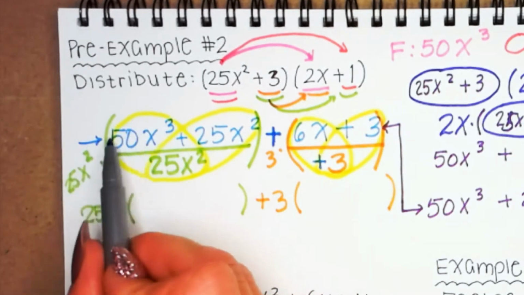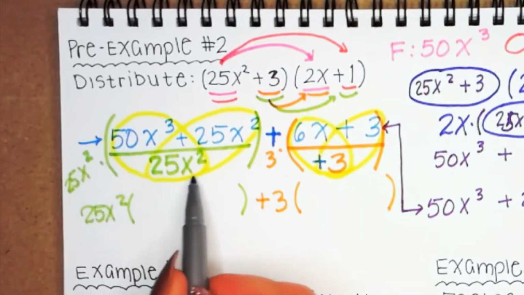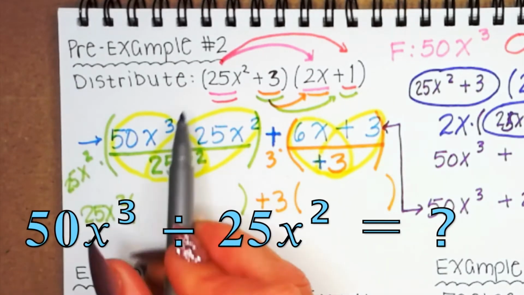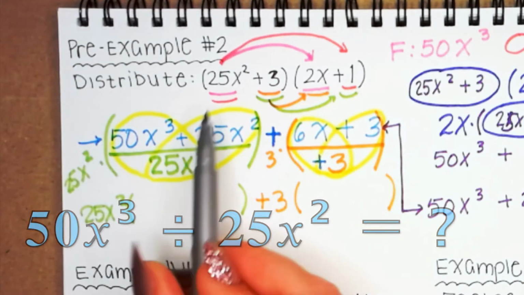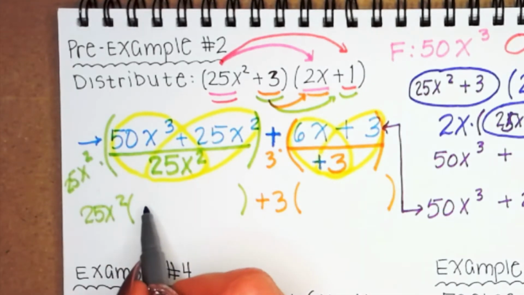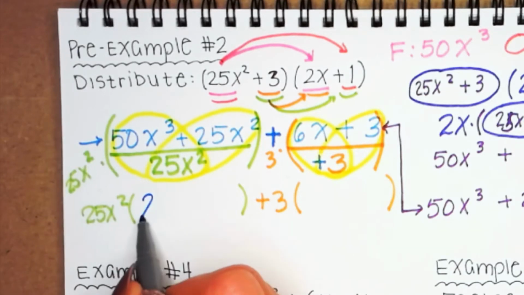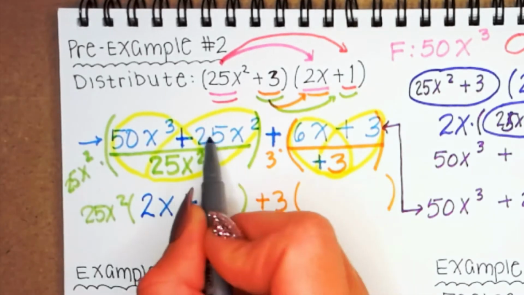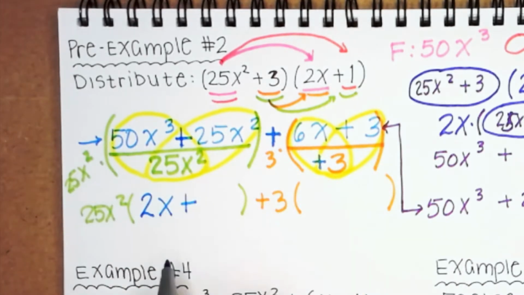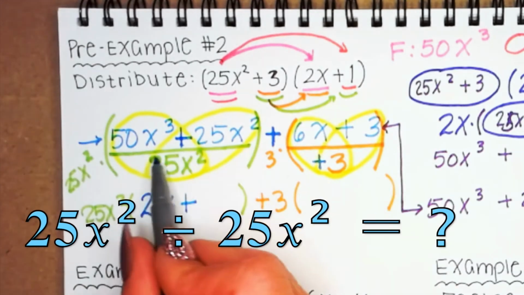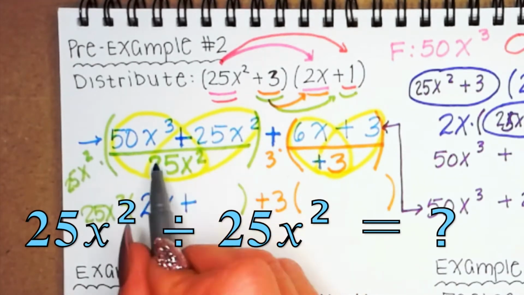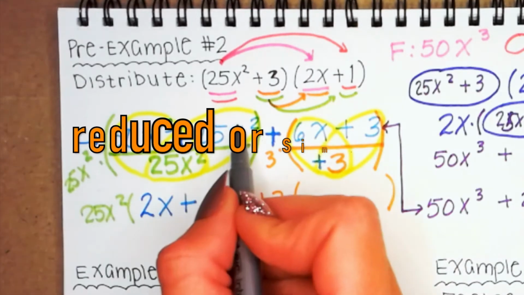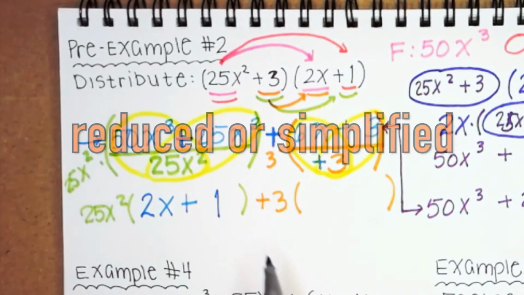What's 50x to the third divided by 25x to the second? 50 divided by 25 and x to the third divided by x to the second. We recently reviewed properties of exponents, so this shouldn't be too bad. We have 2x plus, what's 25x to the second divided by 25x to the second? The answer is not 0. This doesn't cancel. Cancel is when you're adding and subtracting and only zeros left. This is reduced or simplified to 1.